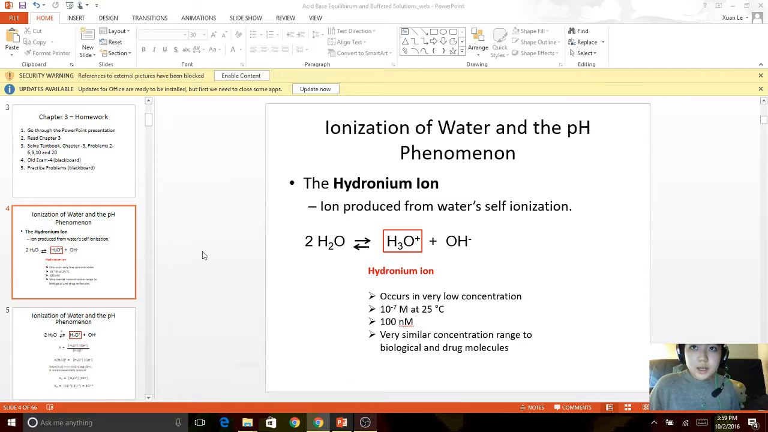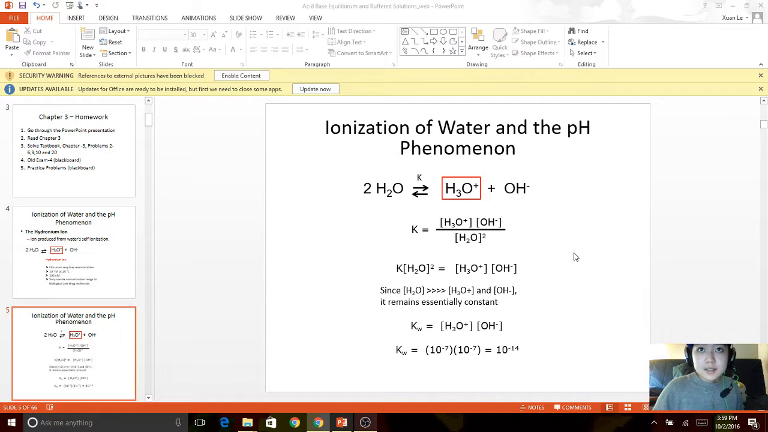Alright, so when you have two molecules of water, you can get a hydronium ion and a hydroxide ion, and the hydronium ion occurs at very low concentrations. So there is an equilibrium that exists between water that is unionized, as seen right here, and the hydronium and hydroxide ion. So water is not going to dissociate very much, so we're going to see a much higher concentration of intact water than we're going to see the hydronium and the hydroxide ions.